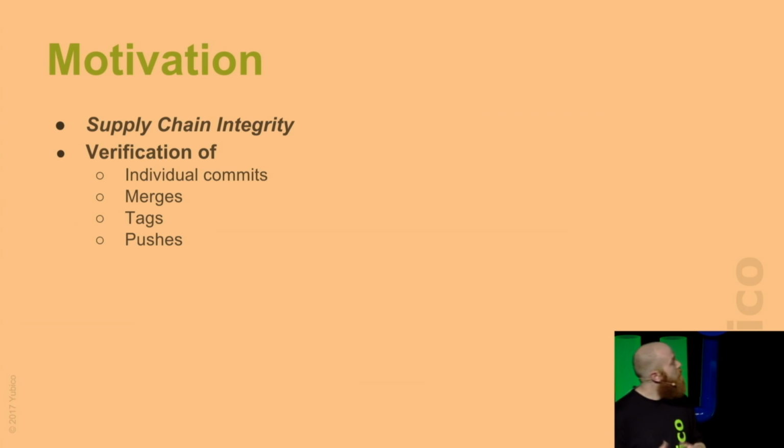Now, the problem we are essentially addressing is one of supply chain integrity. Is the repository that I'm working with the genuine article, and how can I actually attest to that? And for those purposes, we have a number of different things in Git. We can verify the individual commits, we can verify merges, tags, or releases, or even pushes to remotes.